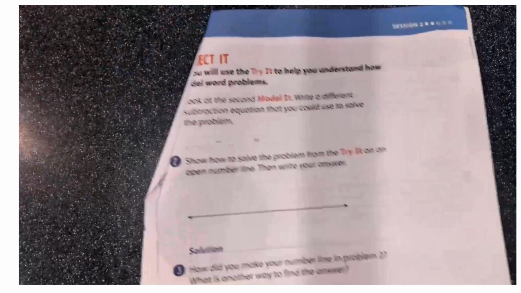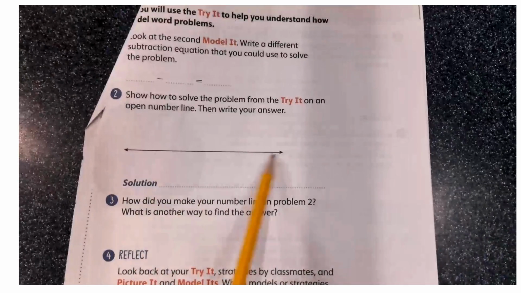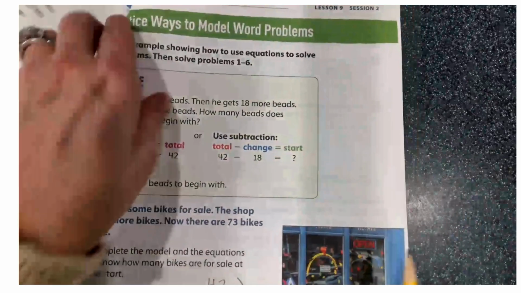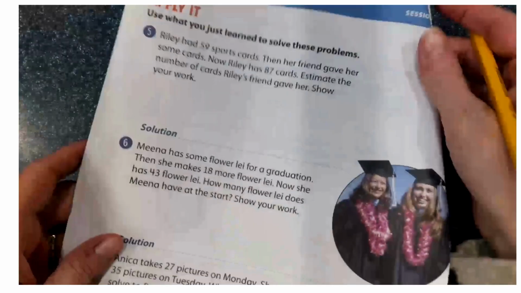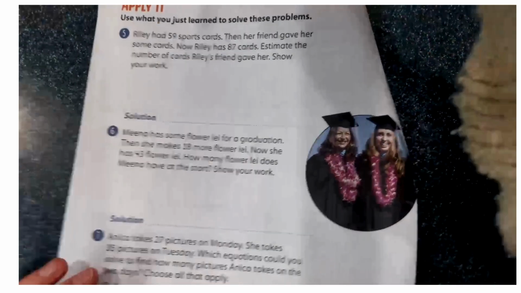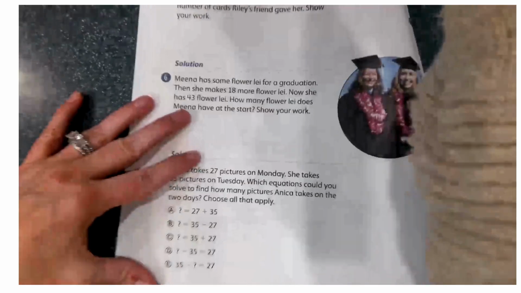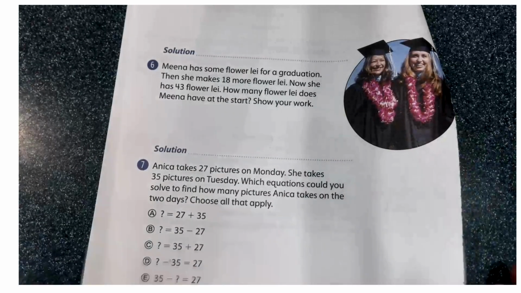Then when they go to solve that problem, they need to use a number line. They can either add up or count back. Either way is fine. These ones down at the bottom, they're going to need to know their fact families.